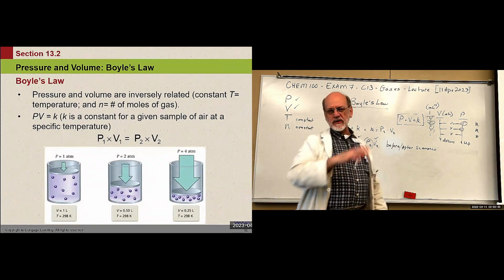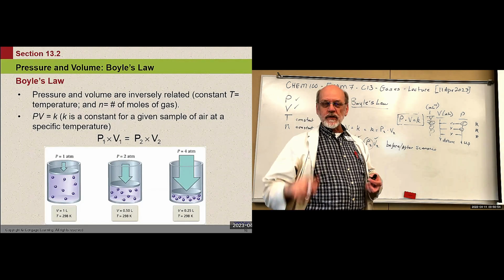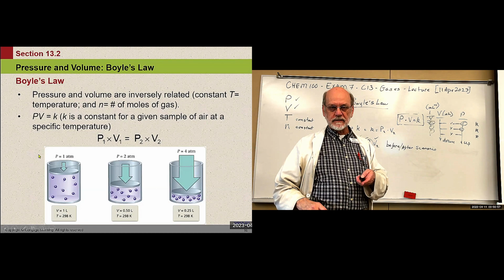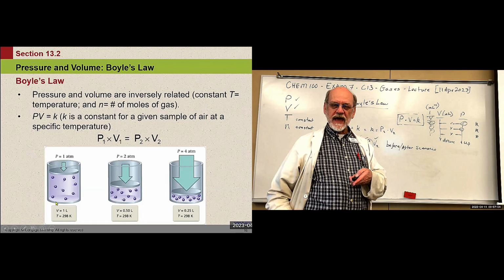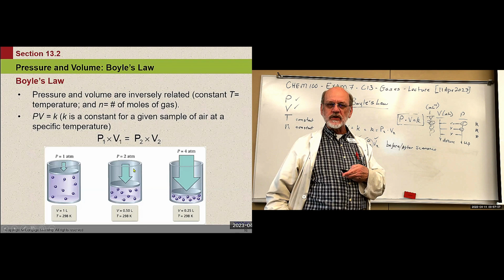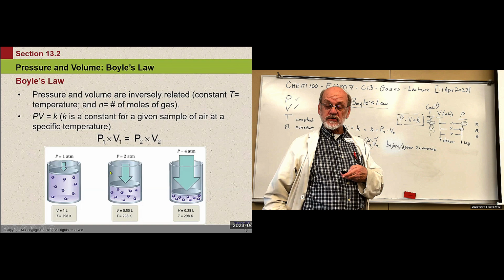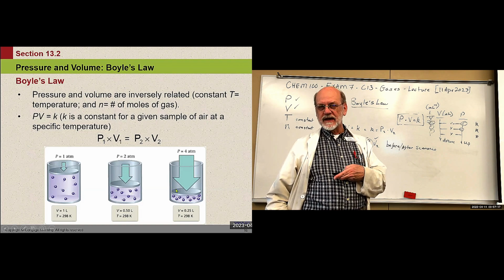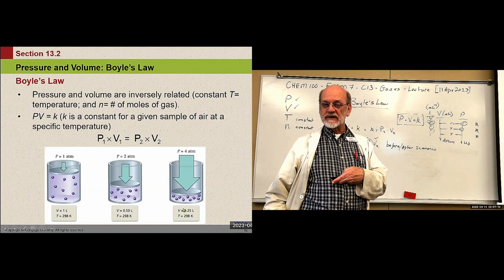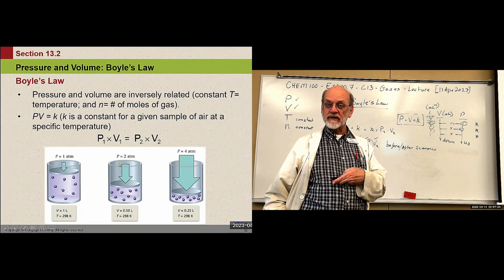Okay, so here's an illustration to say what happens. If we start off with 1 atmosphere on the left, and it has a volume of 1 liter, and the temperature is the same all the way across, then what happens if we increase the pressure to 2 atmospheres? Well, if we double the pressure, then we have to cut the volume in half. So now it's a ½ liter. If we quadruple the pressure, then the volume is 1/4 of what it was to begin with. Right?